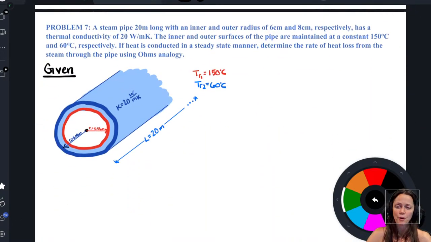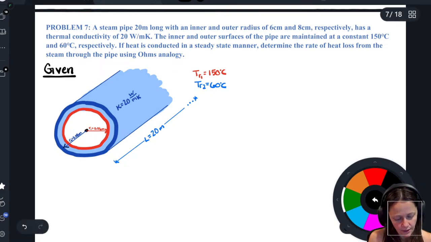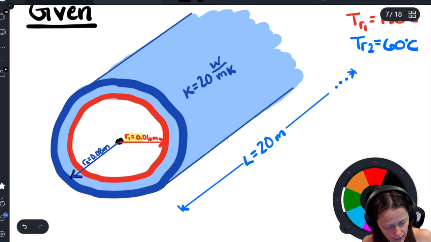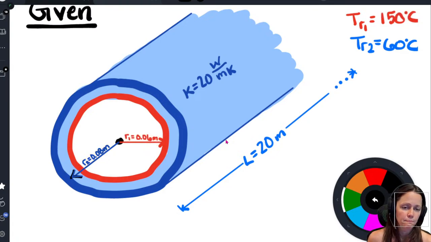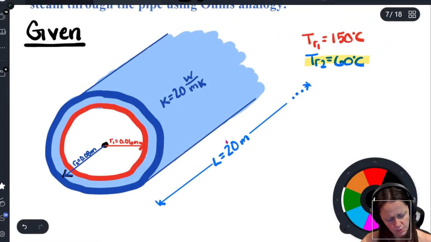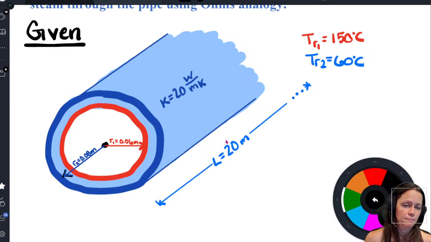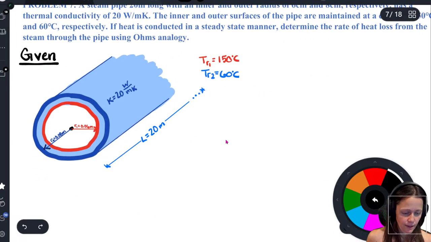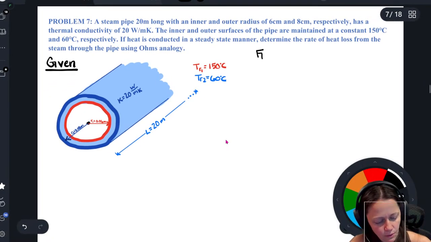All right, let's move to problem 7. We have a steam pipe 20 meters long with an inner and outer radius of 6 centimeters and 8 centimeters respectively. So I've drawn that on our picture here. I'm going to zoom in so that you can see it. The inner surface is at 150 degrees Celsius, and the outer surface is at 60 degrees Celsius. The length is 20 meters. They also give us a thermal conductivity of 20 watts per meter Kelvin, and they tell us to use Ohm's analogy.